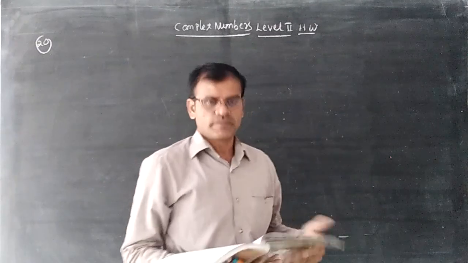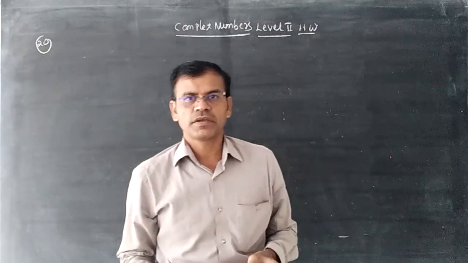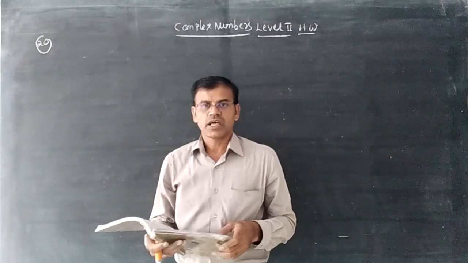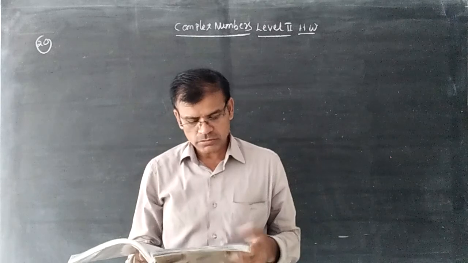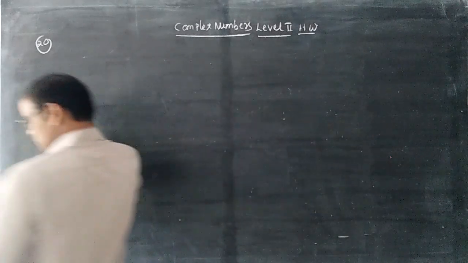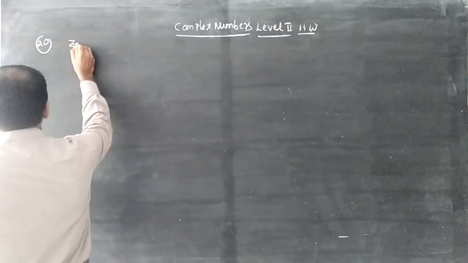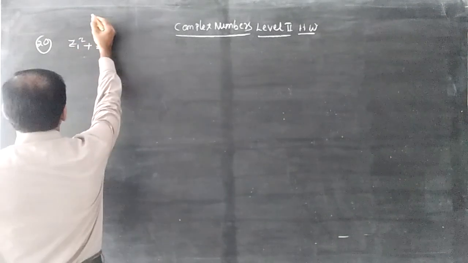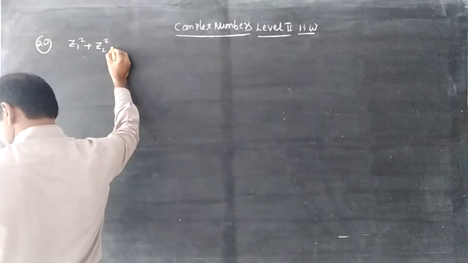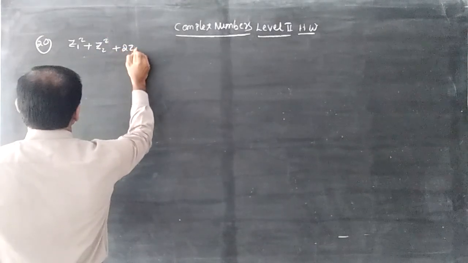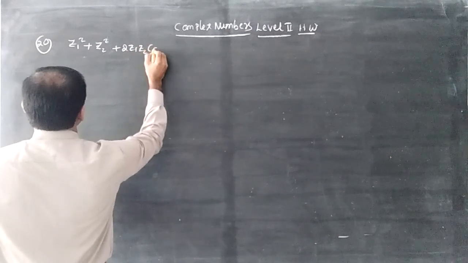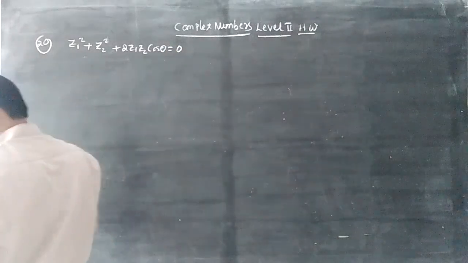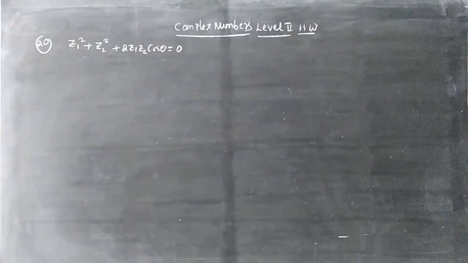If theta is real, and Z1, Z2 are connected by Z1 square plus Z2 square plus 2 Z1 Z2 cos theta equal to 0, then the triangle with vertices O, meaning the origin, Z1 and Z2 is dash. Z1 square plus Z2 square plus 2 Z1 Z2 cos theta equal to 0.